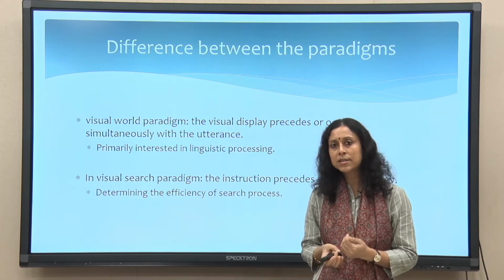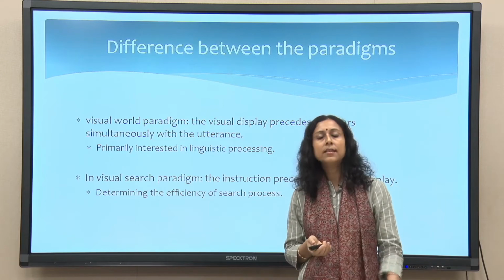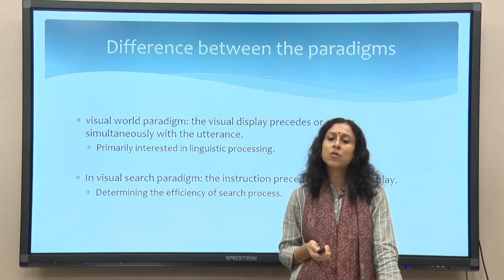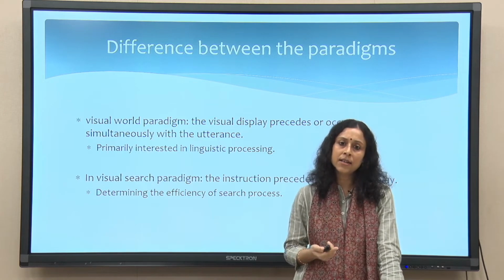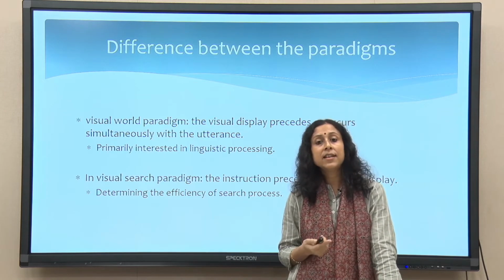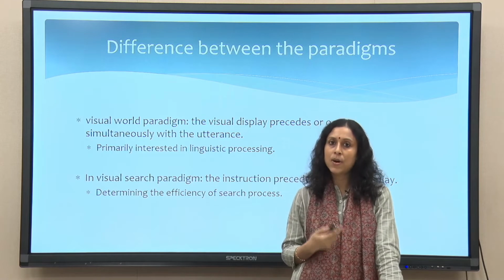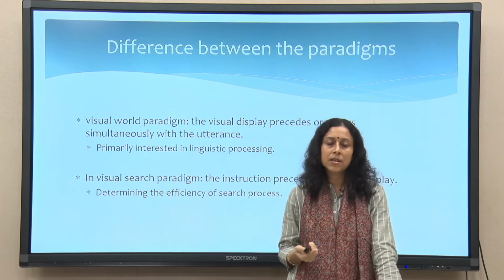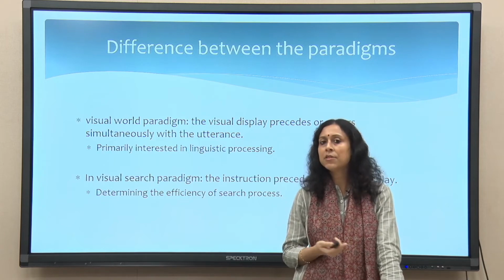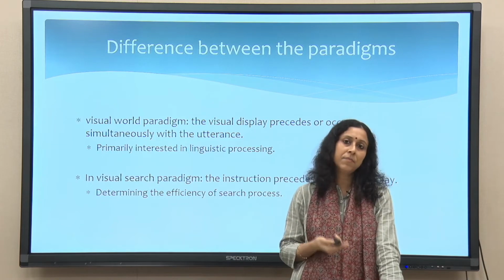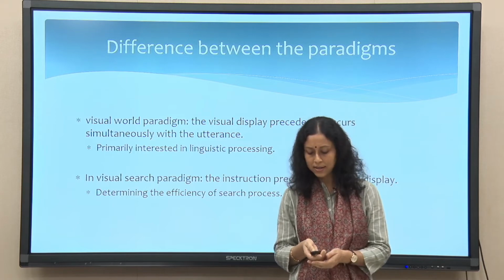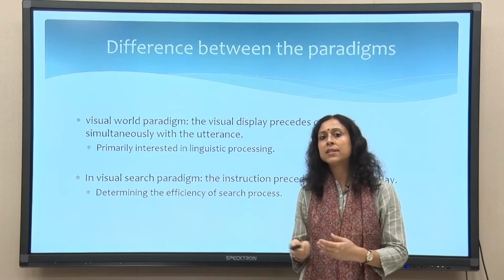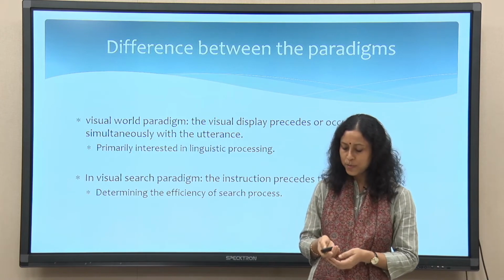So, the primary focus is on language processing. On the other hand, visual search does not always have language processing as the main goal. The idea is to determine the efficiency of search processes. So, what are the guiding factors in a search process? It may be a linguistic search process, a language related search process, it might be scene perception, it might be many other things. So, the primary goal and the way the stimulus is presented is how these two paradigms differ.